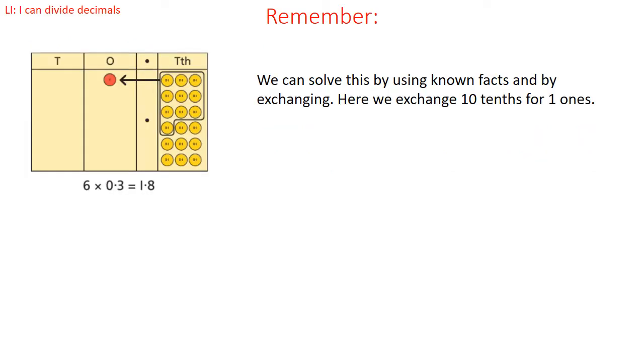So what have we been doing so far? We have learnt how to solve timesing decimals. So here we've got 6 times 0.3. So we can use our known facts.